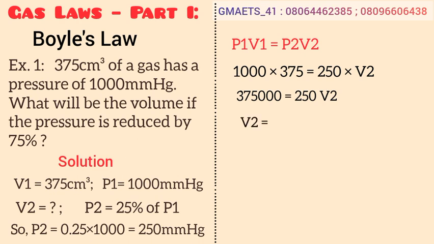Now if we divide the right hand side by 250, we'll be left with V2. Therefore, V2 will be equal to 375,000 divided by 250. If you work this out on your calculator, we are going to get the final volume of this gas under this condition, V2, to be equal to 1,500 cubic centimeter. And this is actually how we calculate for the final volume of a gas, as we have in this problem.